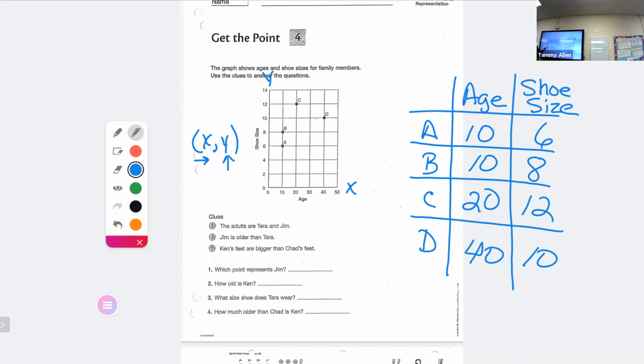All right, so now we take a look at our clues. The adults are Tara and Jim. What does that tell us? Jonathan? The C and D are adults. Okay, so it's C and D, all right?